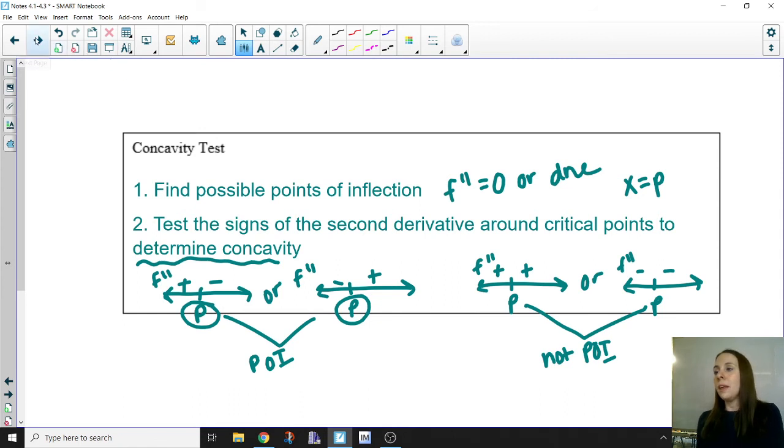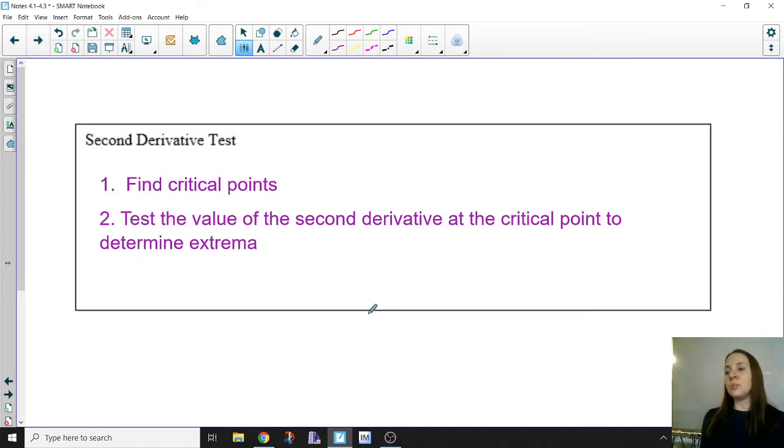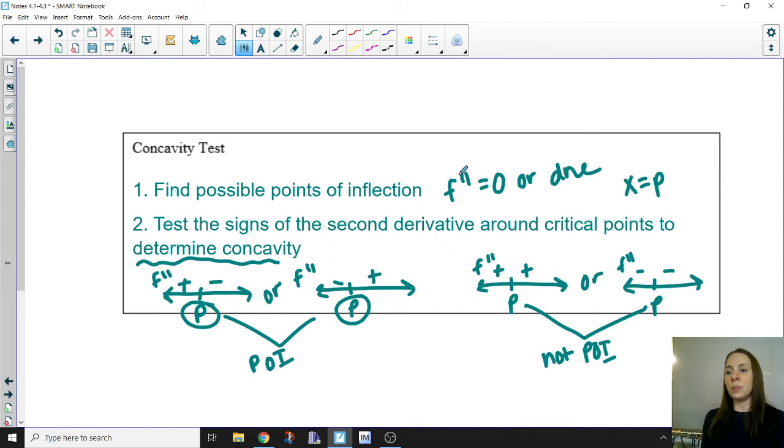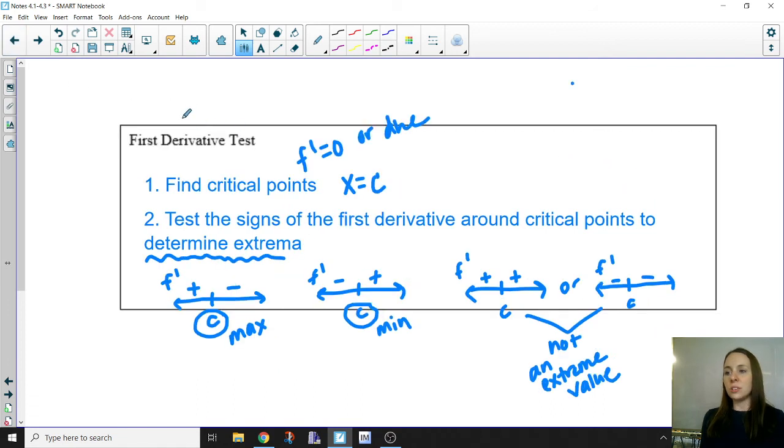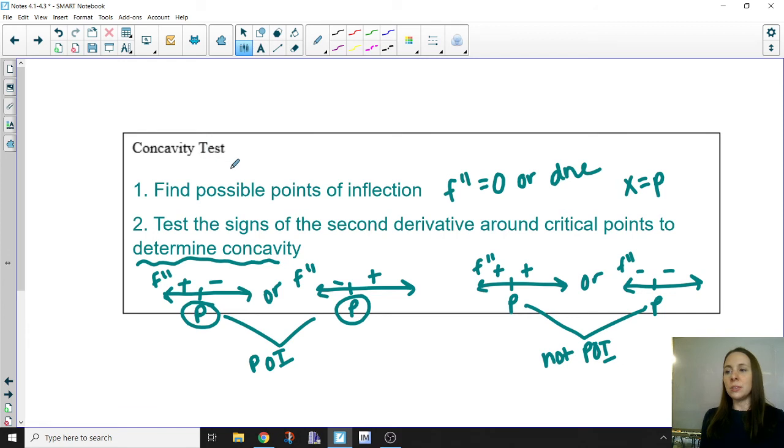Finally, the last test that you see is something called the second derivative test. And at some point I will talk about this, but I don't think we're ready to talk about this yet. I don't know if you noticed this, but the concavity test is a test of the second derivative, but we don't call it the second derivative test. This one uses the first derivative. We call it the first derivative test. That makes sense. This one is using the second derivative, but we don't call it the second derivative test. We call it the concavity test.